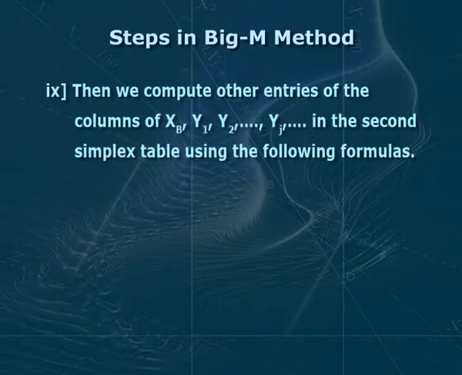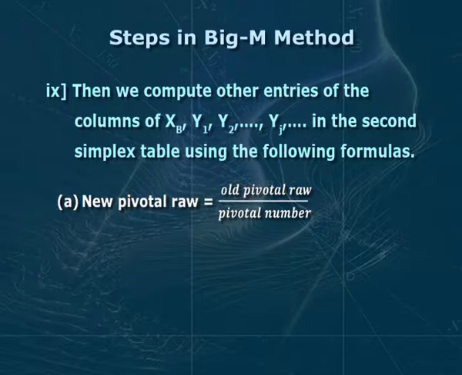Step 9. Then we compute the other entries of the columns of Xb, Y1, Y2, Yj and so on in the second simplex table using the following formulas. A. New pivotal row equals old pivotal row divided by pivotal number.